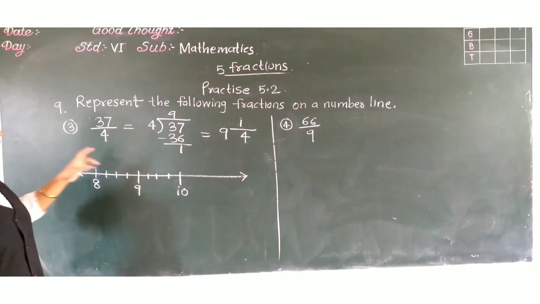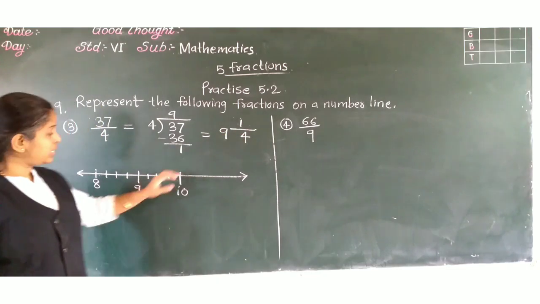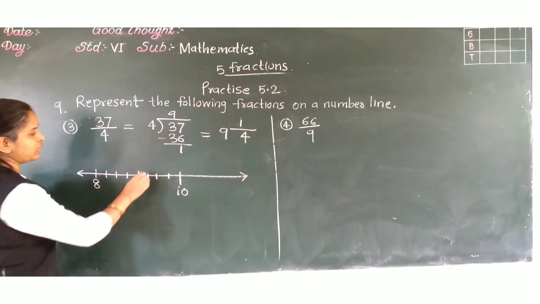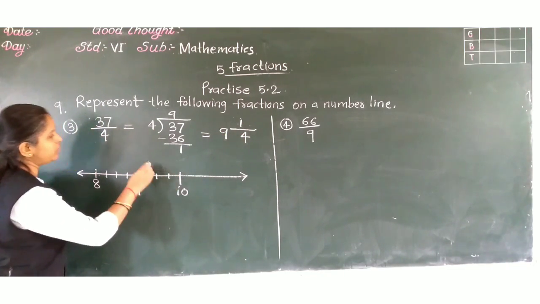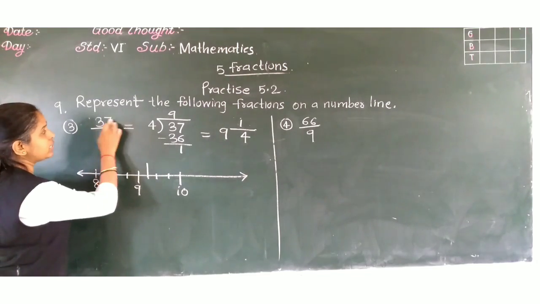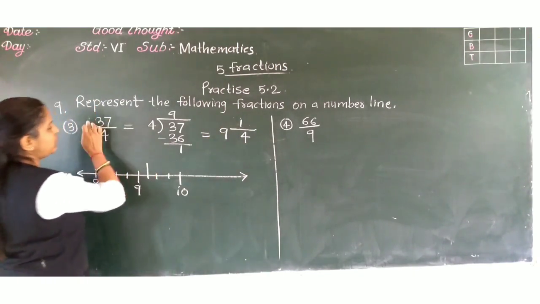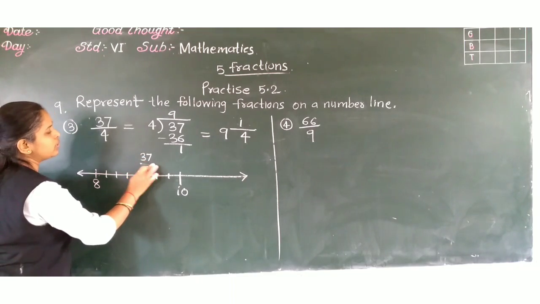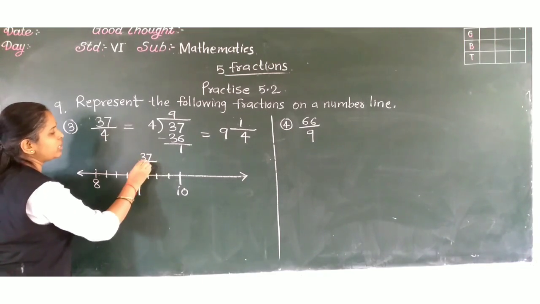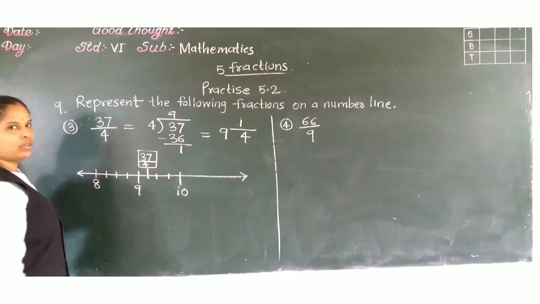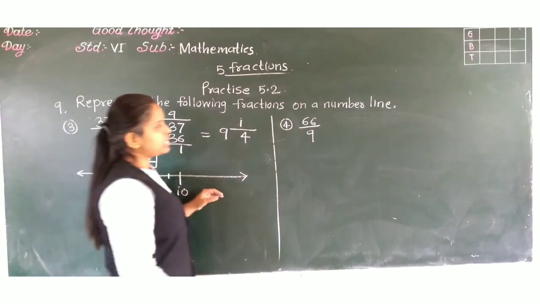Correct? So now see 9 and 1 upon 4. That is after 9, the first line. So here it will be 37 upon 4, which means 9 and 1 upon 4. Correct? So instead of this you can write 37 upon 4. This also you can show.